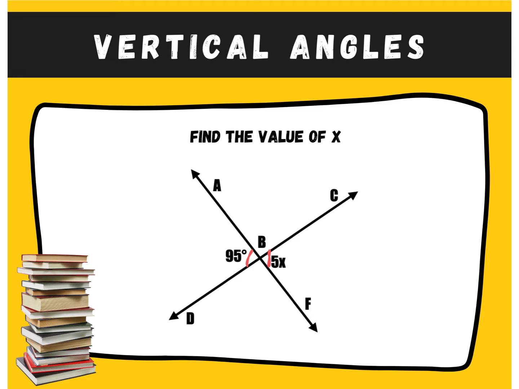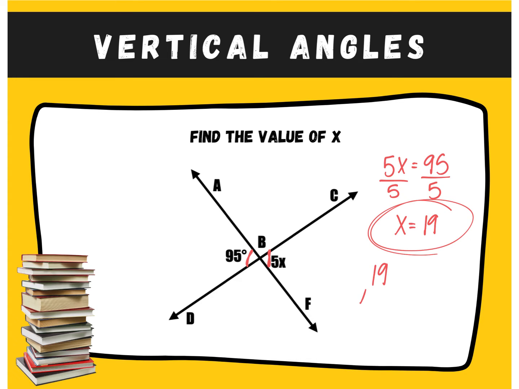Now, in order to solve this, I can say that because they are vertical angles, 5x has to equal 95. Once I have something like that written, an algebraic equation, I can solve for x using the same properties I would have used in solving any other equation. I divide both sides by 5, and that leaves me with x equal to 19. I can even check my answer by double checking that 19 times 5 gives me 95 degrees. That's how I know I've done it correctly.